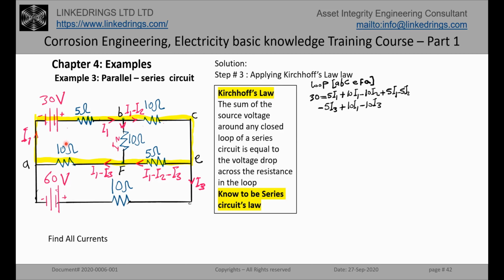Okay, so please, again, let's go through this one. So this loop here, the source voltage is 30 volt equal to I1 times 5, so 5 I1 plus 10 I1 minus 10 I2 plus 5 I1 minus 5 I2 minus 5 I3 plus 10 I1 minus 10 I3. Correct. Now let's simplify our equation.